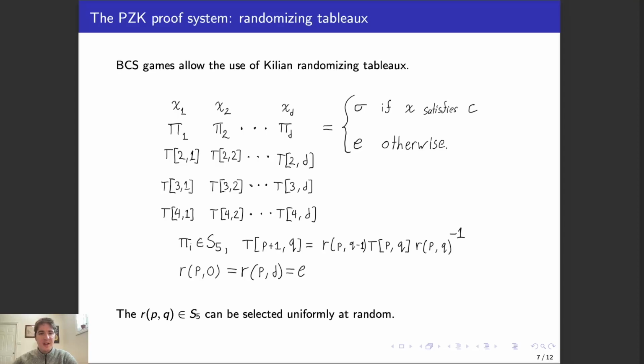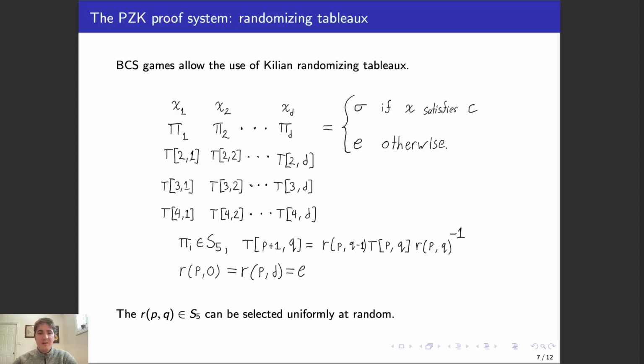Each subsequent row of the tableau is generated from the previous row by multiplying on the left and right by uniformly randomly selected elements of S5. These elements are multiplied in such a way that each row of the tableau looks uniformly random relative to the previous row, but the product of all the elements of each row is the same. In particular, the product of all the elements on the 4th row will be equal to σ if the assignment to the original variables satisfies the original BCS constraint, and will be equal to the identity otherwise.